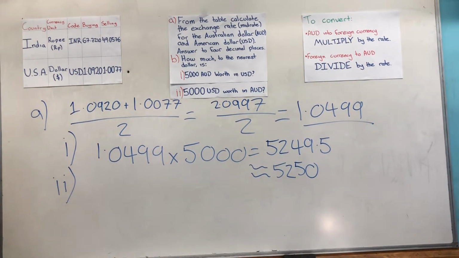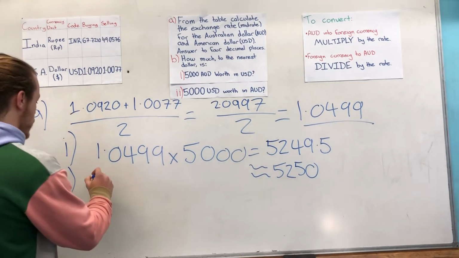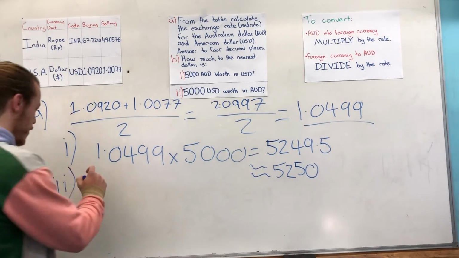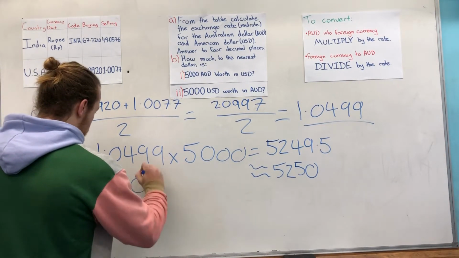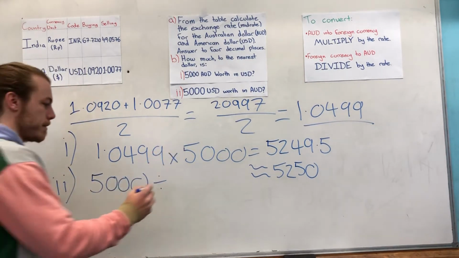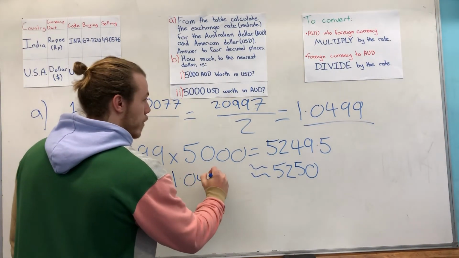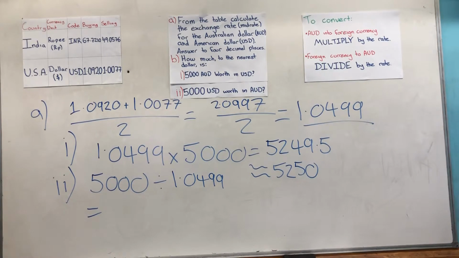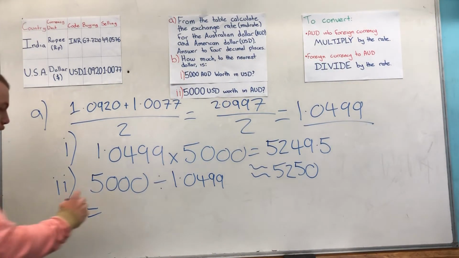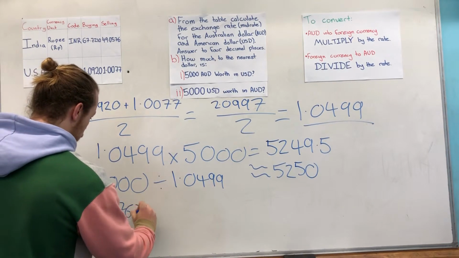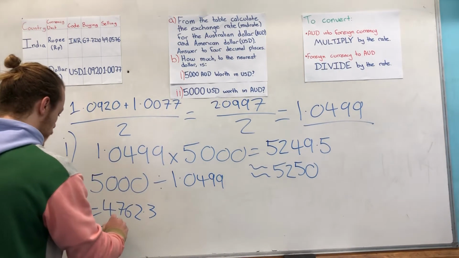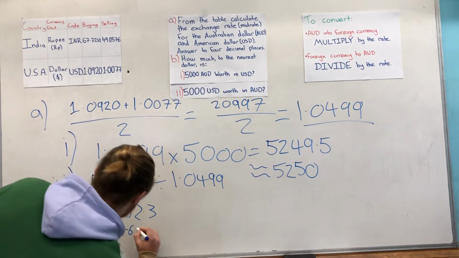5,000 US dollars divided by our exchange rate, 1.0499, which will get us $4,762.30, but because we have to round to the nearest dollar, we get 4,762.